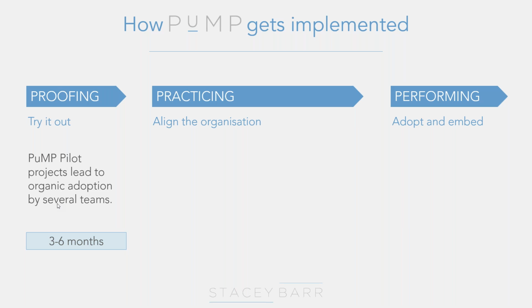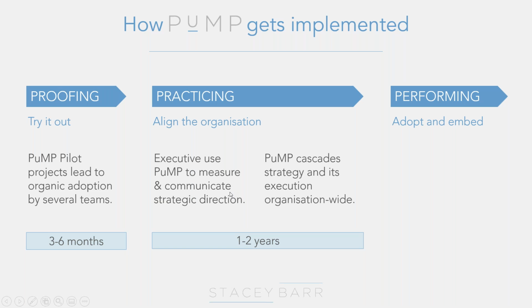The proofing phase often only needs between 3 to 6 months. When there's enough evidence in the organization that PuMP is creating measures that create real improvement, it's time for the leadership to give their support. And they do this by applying PuMP to measure the strategic direction. Another condition for PuMP success is leadership support, which doesn't have to come at the start, but should come soon after.